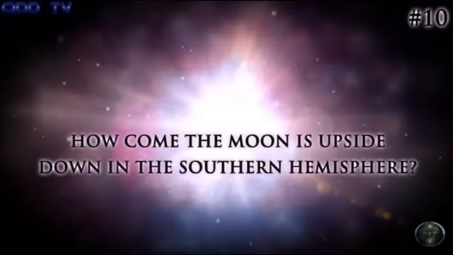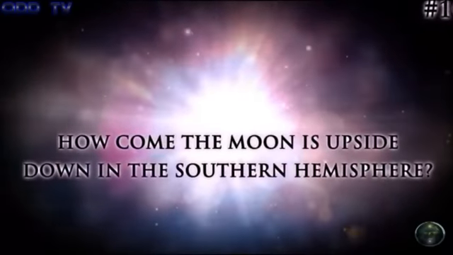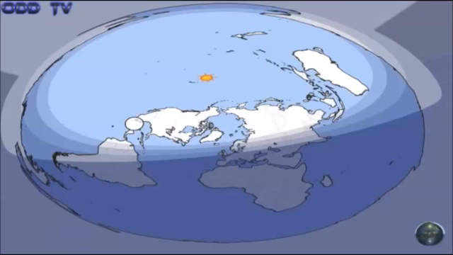Down in the southern hemisphere. This is another very simple explanation. When somebody is in the northern part of the Earth, they see the moon from this angle. When somebody is on the southern part of the Earth, the moon looks like this. They're looking at it from this angle. They see it from the opposite angle, and that's all it is.